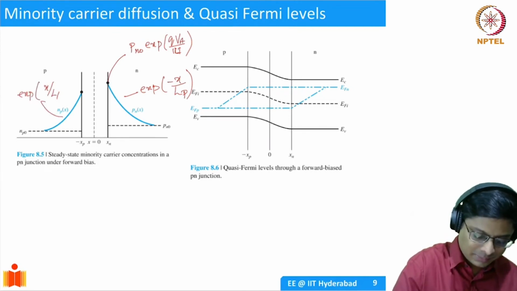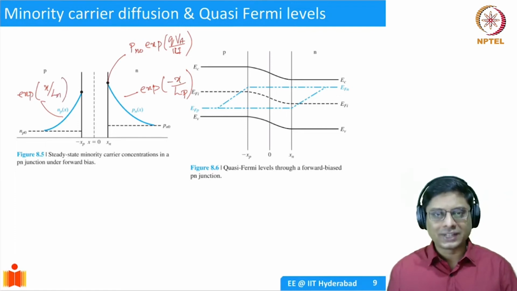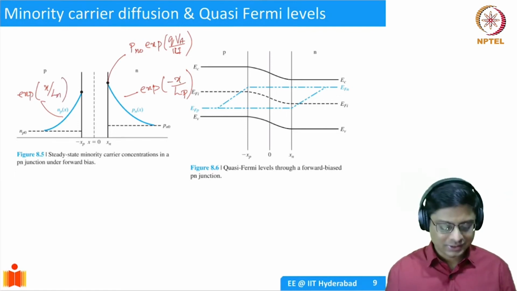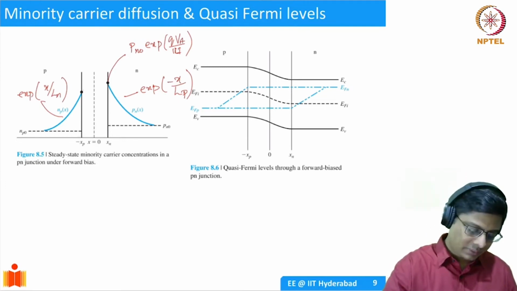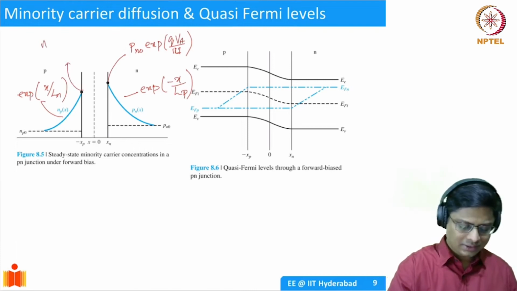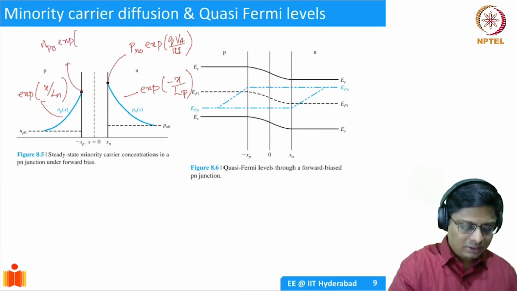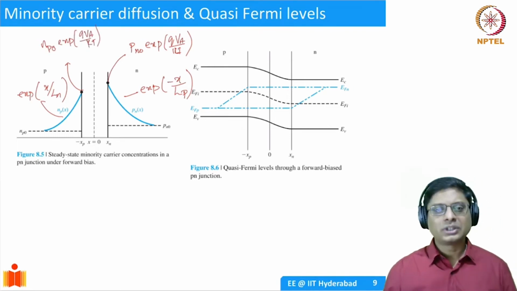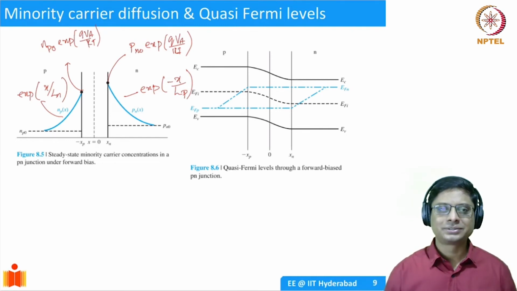Here the minority carriers are electrons, so it's going to be x over Ln. I removed the minus because x is minus on this side, so I just left it for that. So x is going to be minus, so it's going to decay. And we know, of course, this is basically np0 exponential qVA by kT. So you have these excess minority carriers, and they're going to decay into the semiconductor.